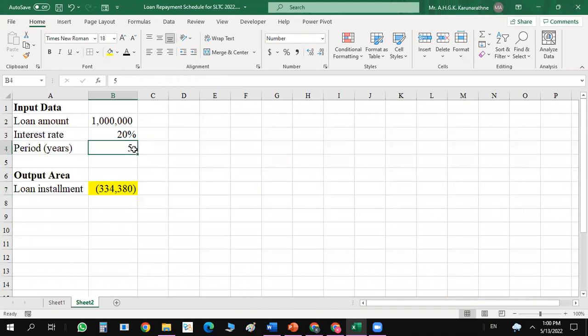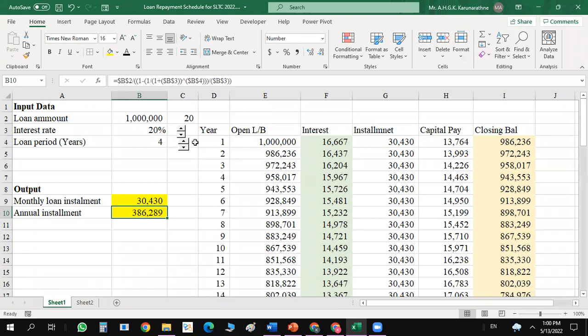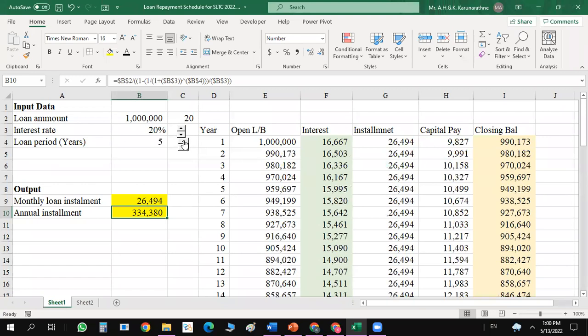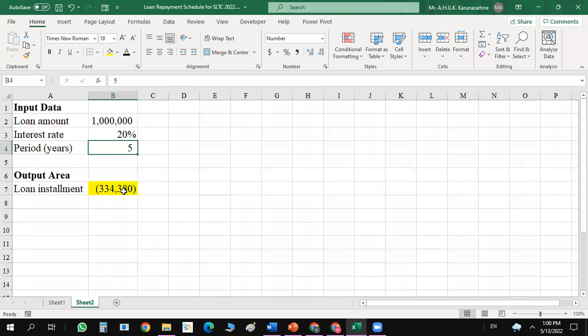Here it should be for 5 years, right? So this should be for 5 years. Yeah, this is 334,380 using our inbuilt function. 334,380. Exactly correct. So what do you think about this inbuilt formula?